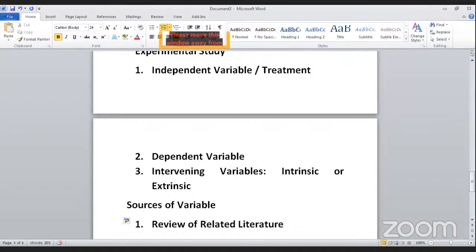Why related? Because if you are doing research in economics, it must be related to the aspect of economics which you want to study. If you are doing research in education, then whatever aspect of education you are working on, your literature must be related to that. And what is the meaning of literature? Literature means journals, e-journals, Shodhganga, dissertation abstracts, international theses.